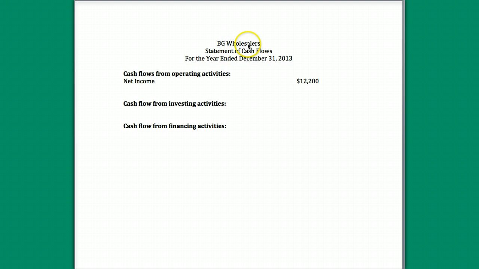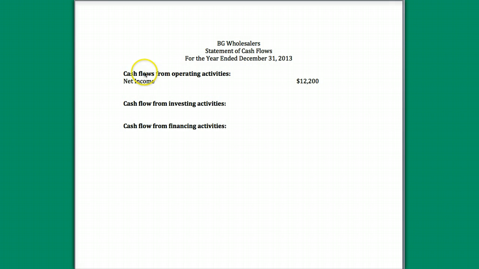Here's the name, BG Wholesalers. This is called the Statement of Cash Flows, again centered, and for the year ended December 31st, 2013. It is always for the year ended, for the quarter ended, for the month ended, whatever your time period is, that's what you use, ended, and then the date. That goes the same way for the income statements and the statement of retained earnings. The only statement that gets an actual date, if this was the balance sheet, we would just have December 31st. So a balance sheet is a snapshot in time. All the rest of them are an accumulation of an entire period of time.